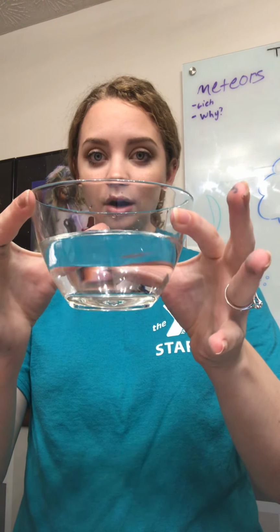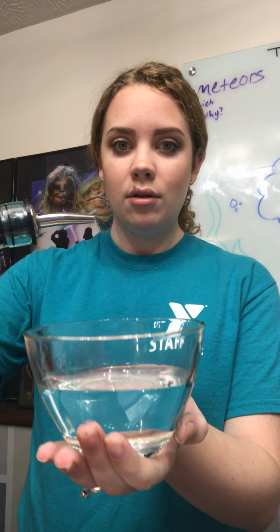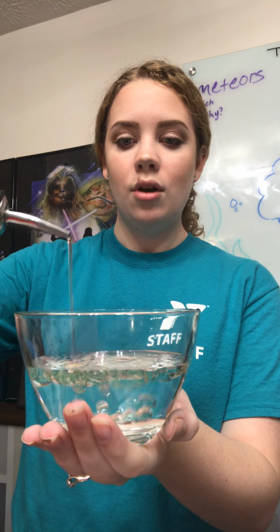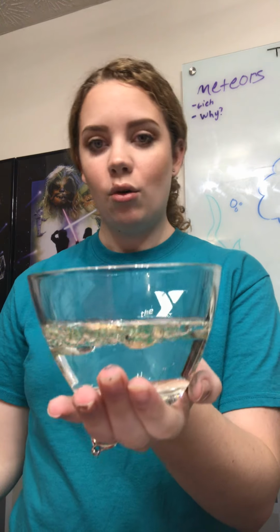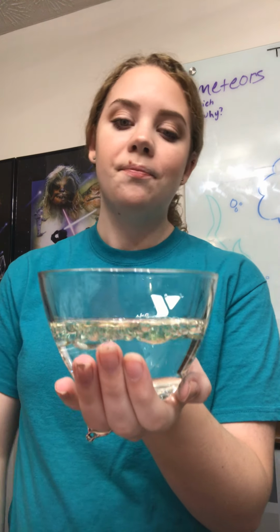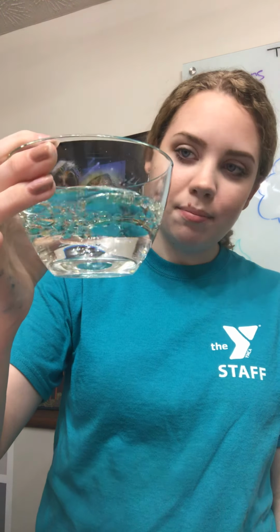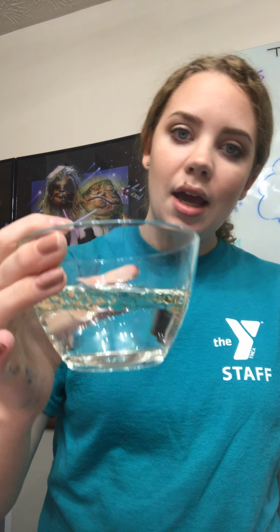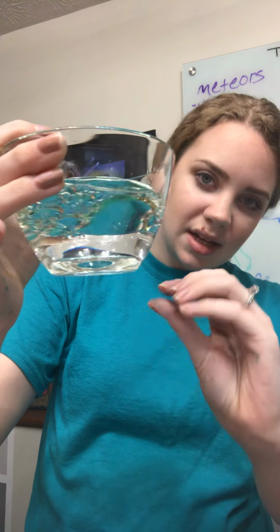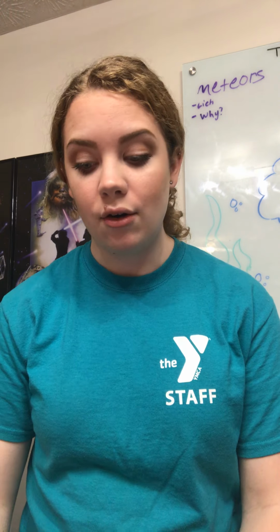So here is a bowl of water, and now here's the oil spill. What do you notice about the oil in the water? What do you notice? What I notice is that the oil looks bubbly and that it doesn't mix with the water. It stays separate. So that is what makes oil very difficult to get out of water.